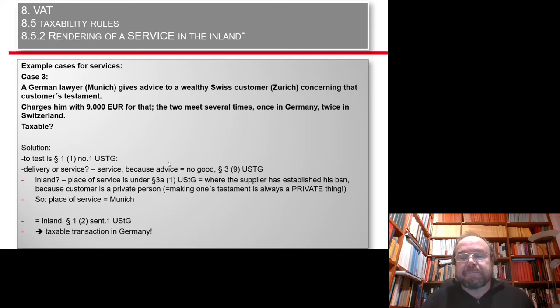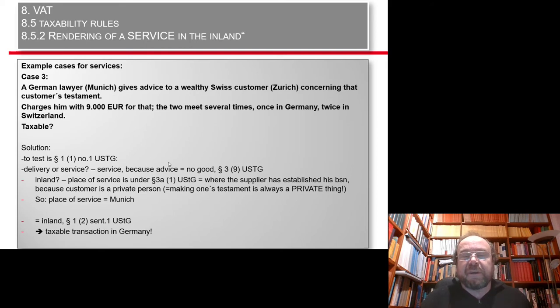So making one's testament is always a private thing. So place of service would be Munich. Inland would be fulfilled, so it would be taxable. Now, that is only according to the basic rule.